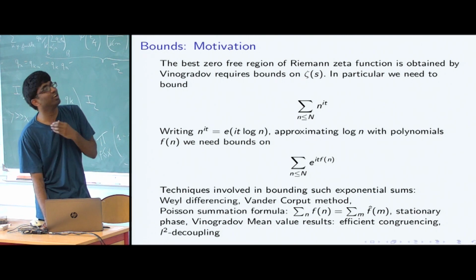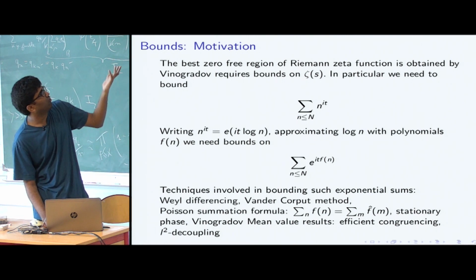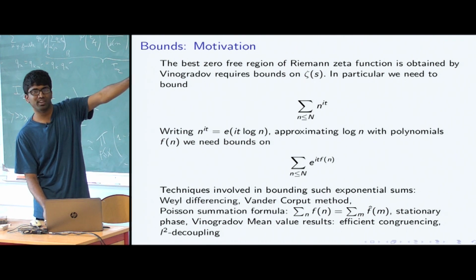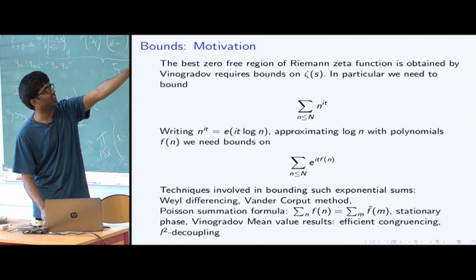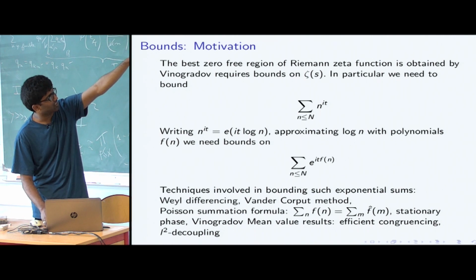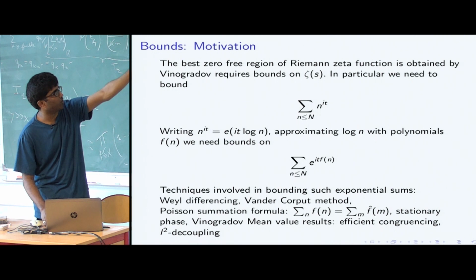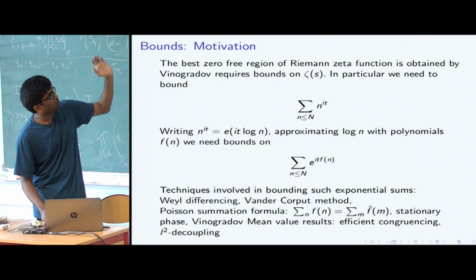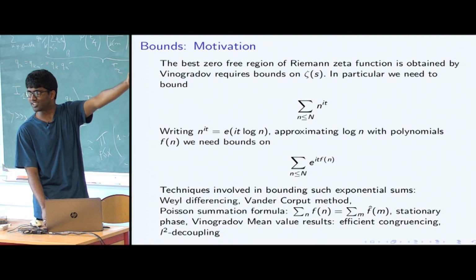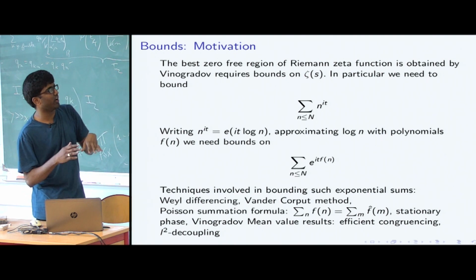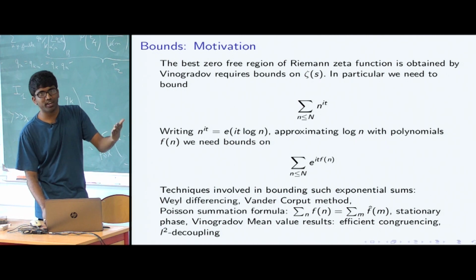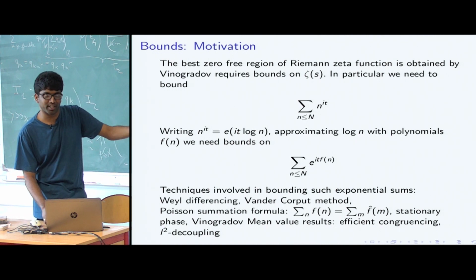The best zero-free region that we have today is due to Vinogradov, that he gets by bounding sums of this type. So zeta s is essentially of this form, it can be approximated by sums of the form sum of n to the it. So to understand bounds on zeta s, we need to understand bounds on sums of the form sum of n to the it, in some interval. If you can bound that, you can get zero-free regions. From that, you can get primes.